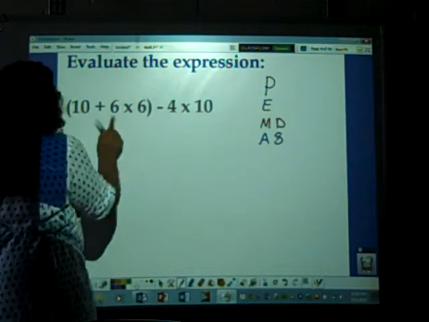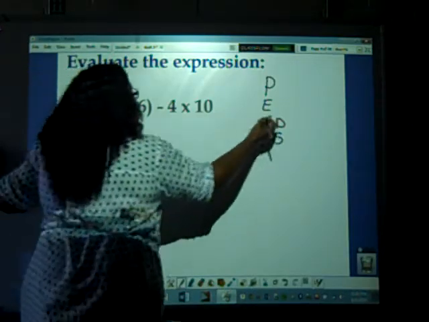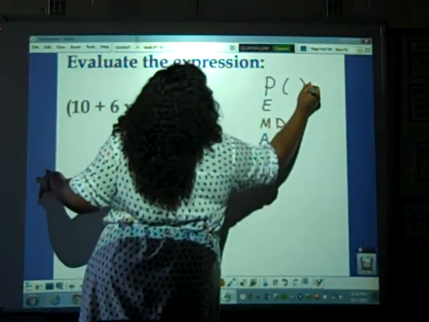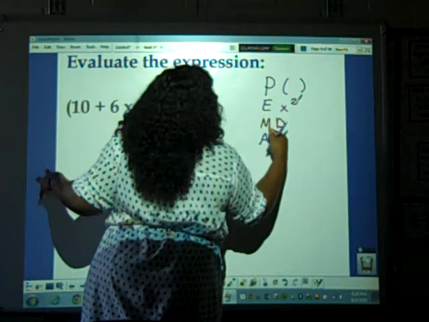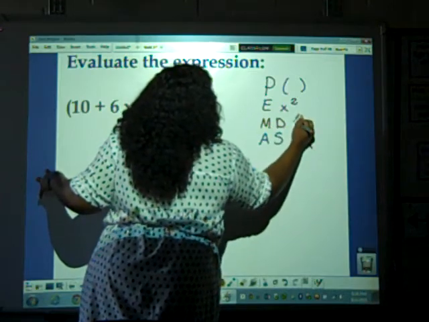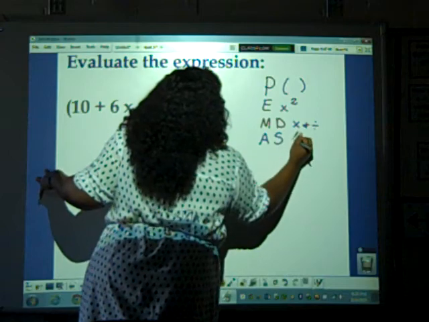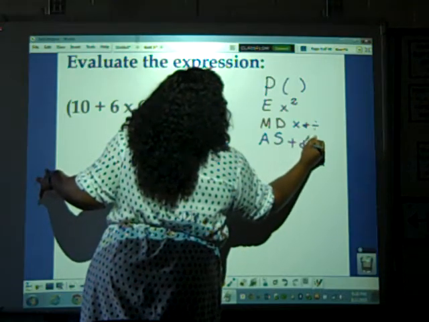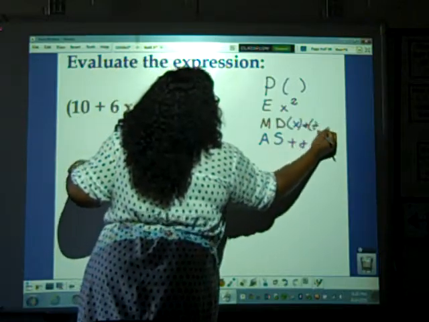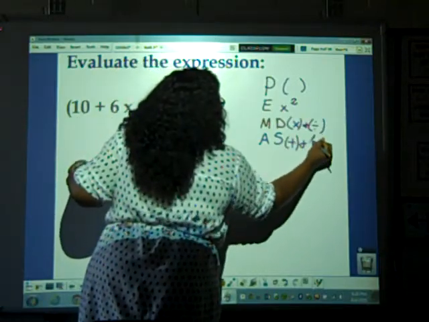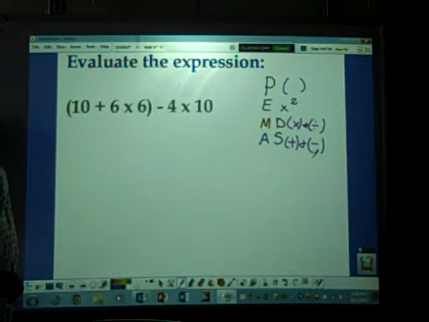So when you're working with PEMDAS, remember the P stands for parentheses. The E stands for exponent. The M and the D stand for multiplication and division, and the A and the S stand for addition and subtraction. Let me put those in parentheses for you. Hopefully you guys can see that.